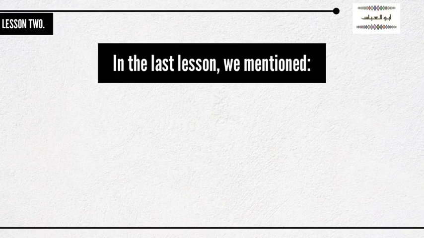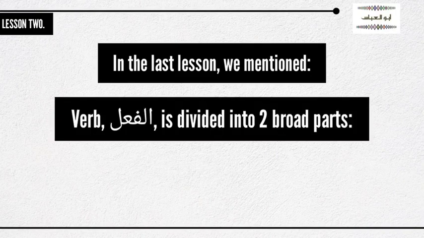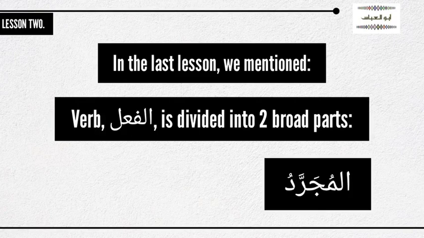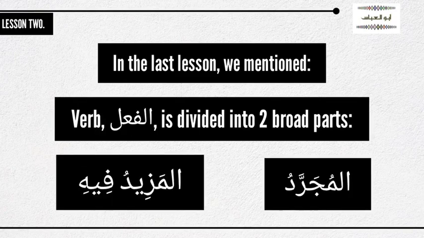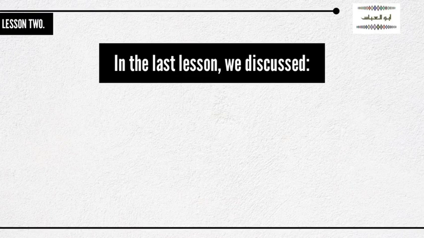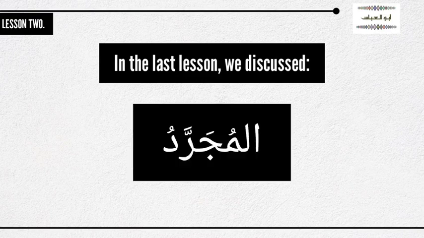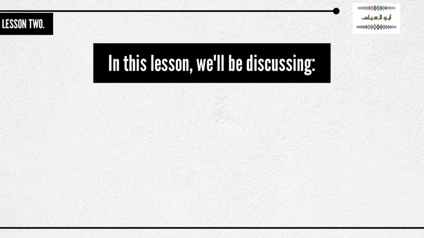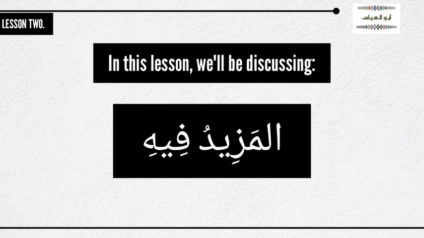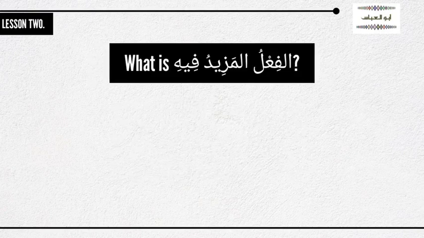So this is the second lesson. In the last lesson we mentioned that al-fi'lu verbs are divided into two broad parts, al-mujarrad and al-mazidu fihi. We discussed al-mujarrad to some extent. In this lesson, inshallah ta'ala, we are going to discuss a bit about al-mazidu fihi. Now, the question is, what is al-mazidu fihi?